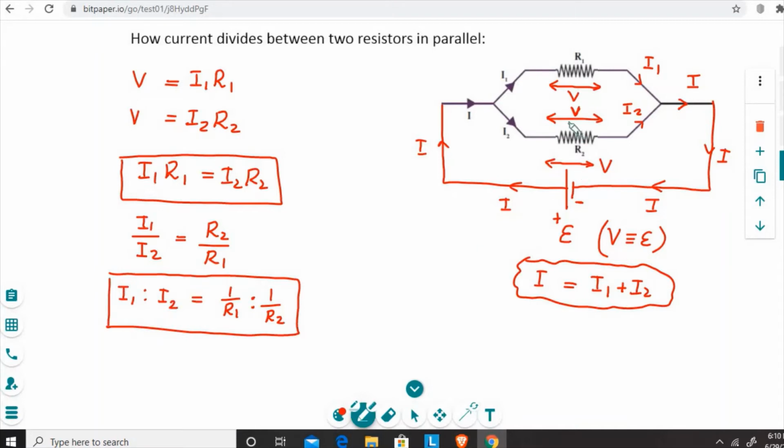So that means if you are given a parallel circuit, when the resistors are connected in parallel, if you know the values of the resistors, you can figure out the current through each branch. Provided that you know this current I, you can find out I1 and I2 as a ratio of R1 and R2. So this happens if you have two resistors in parallel.